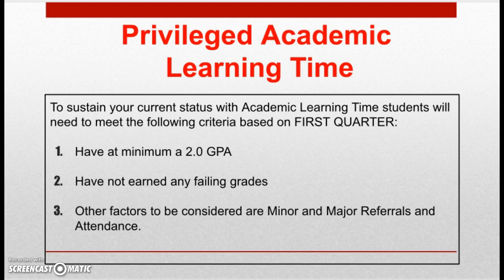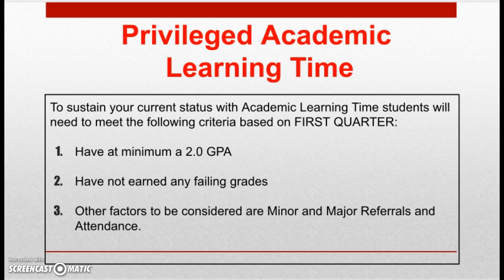To start off, let's review and further explain what it means to have privileged academic learning time. In order to earn this, and it's essentially a continuation of what you've been experiencing during first quarter, you have to have maintained or earned a minimum of a 2.0 GPA and not have earned any failing grades in the previous first quarter. We will be looking at some other factors, such as the number of minor and major referrals you may have received and what your attendance looks like. For the most part, if you haven't been doing well in terms of behavior or attendance, most likely you're not earning the 2.0 GPA, but in some cases we may be looking at that on a case-by-case basis.